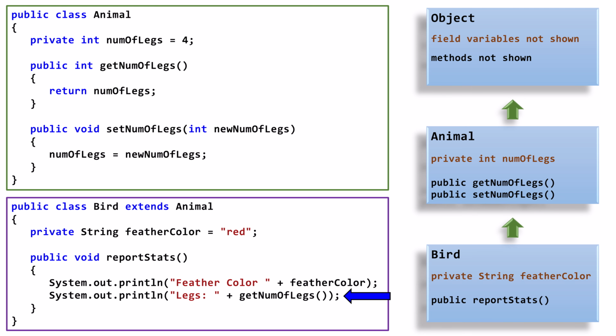Remember, just because a private method or field isn't inherited doesn't mean it's not there. Private fields or methods in the animal class are still part of a bird object. They just aren't accessible from bird methods. However, sometimes programmers give us other methods to indirectly access those private fields and methods.